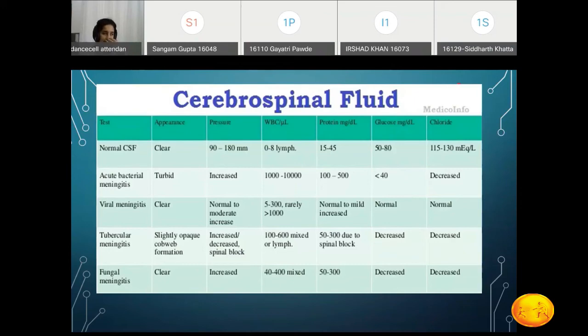Fungal meningitis is a rare complication seen in immunocompromised cases. The appearance may be clear or turbid. The pressure is usually increased because of the exudate formation. The cells are predominantly lymphocytes. Proteins can be 2 to 3 times greater than the normal level. Glucose is usually decreased. There is no absolute value between the five. And chlorides are usually decreased. So the important things to remember are the glucose, the protein, the cell type, and the amount of cells.